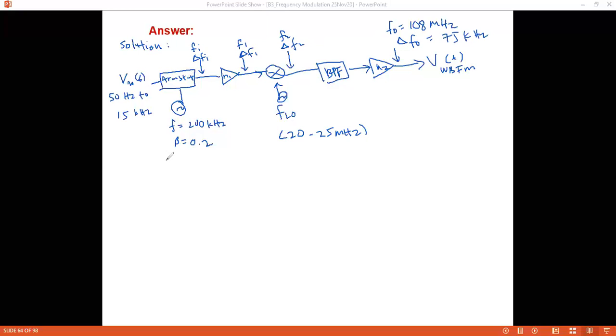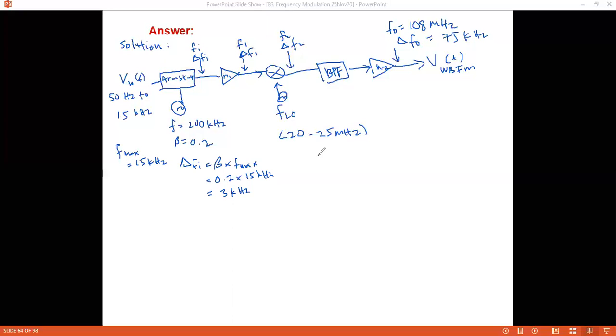What is delta F? We're given beta 0.2 and FM, and we can take the highest frequency, F max, which is equal to 15 kilohertz. So our delta Fi is equal to beta times F max. So 0.2 times 15K is equal to 3 kilohertz. So we got Fi equal to 200 kilohertz and delta Fi 3 kilohertz.